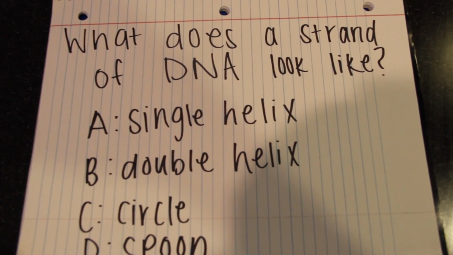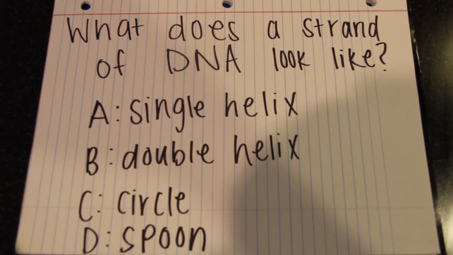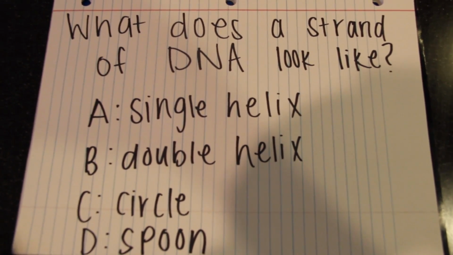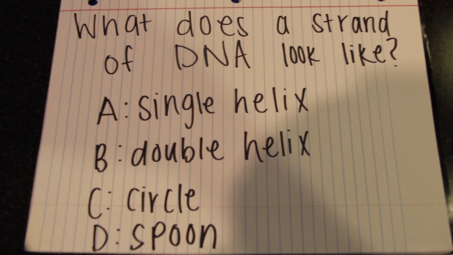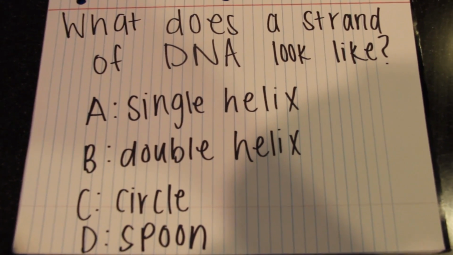What does a strand of DNA look like? Is it A, single helix, B, double helix, C, circle, D, spoon? The answer when we return.